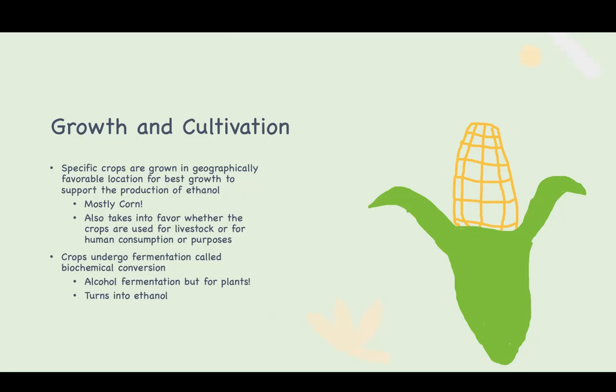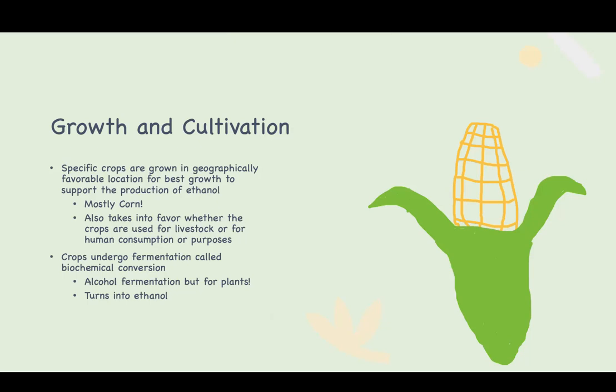When growing and cultivating these crops, we also want to take into favor whether the crops are used for livestock or for human consumption or other purposes. We don't want to be taking away too many crops, especially because that can mess up the food chain in our consumption as well as trying to produce the ethanol.